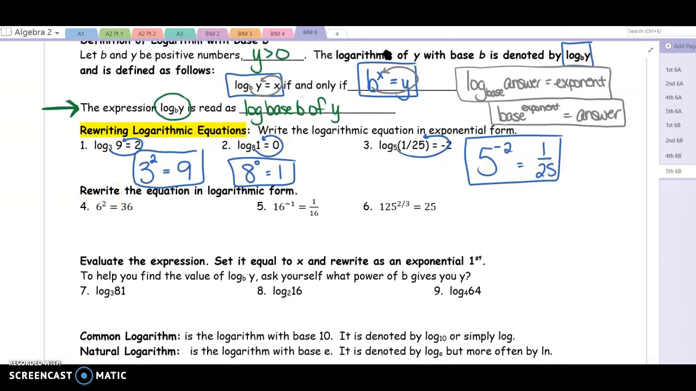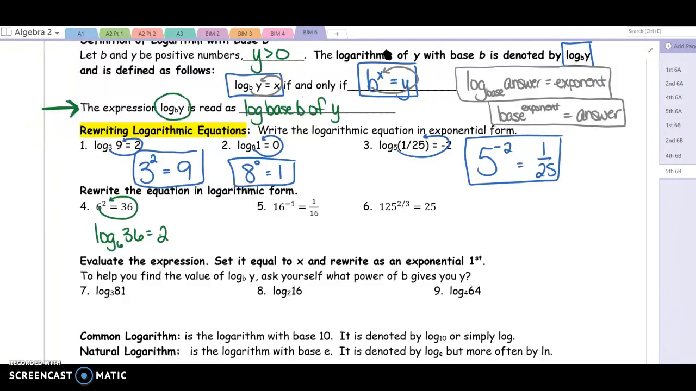You can still do the log ride, so start with your base. The base is the thing being raised to the exponent. That means we're going to start with the 6. So we write log base 6 of 36 equals 2. It is definitely not log base 6 times 36. It's log base 6 of 36 equals 2.